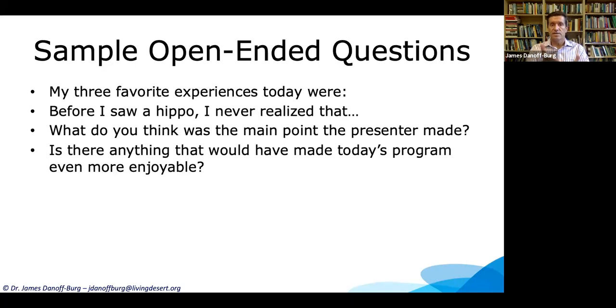Right? Similarly, these last 2 possibilities, what do you think was the main point that the presenter made, is a nice way to see if the audience really got the main thesis, the main purpose that the presenter gave the presentation, right? If the presenter is part of your organization, this is a great way to assess how effective that presentation and possibly the presenter are in getting your point across. Okay. Last one, is there anything that would have made today's program even more enjoyable? What could we have done better, basically?